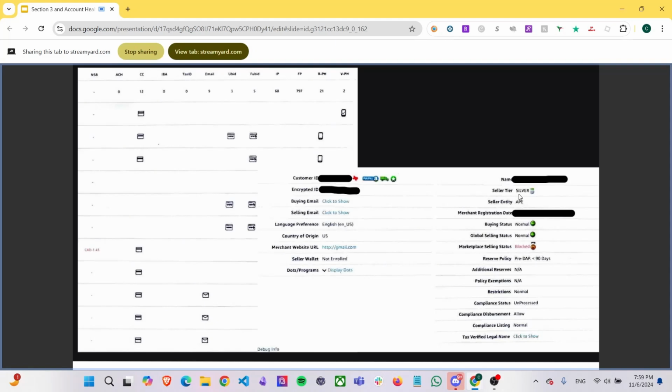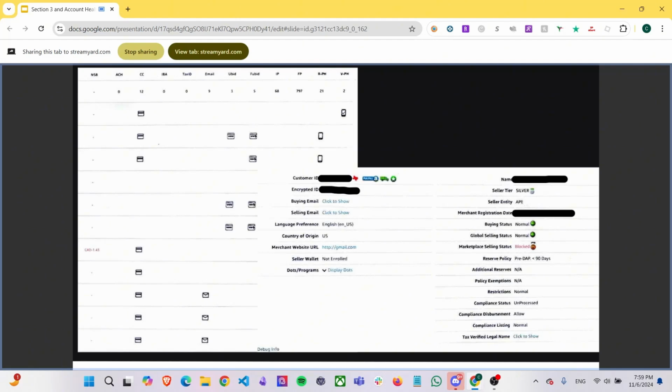So this one is also interesting. This is what it looks like on the back end for people seeing the documents that you're submitting. They're seeing this on the back end of your account when it comes to certain cards being linked, certain addresses. This is exactly what they're seeing when it comes to your seller tier and all the information that they can see on the back end of your account.